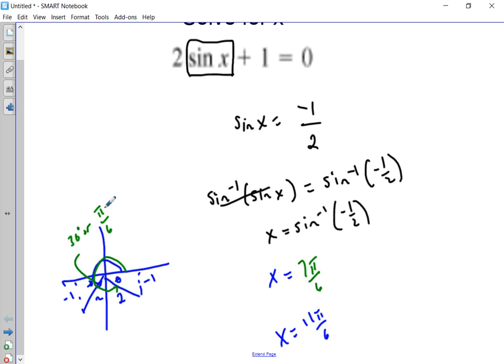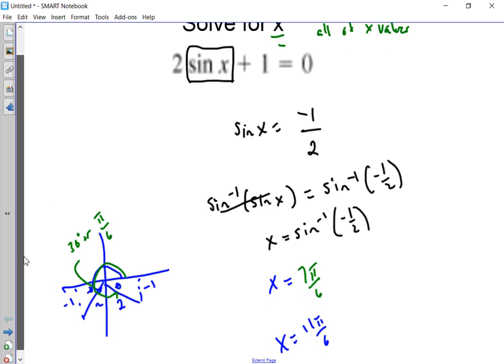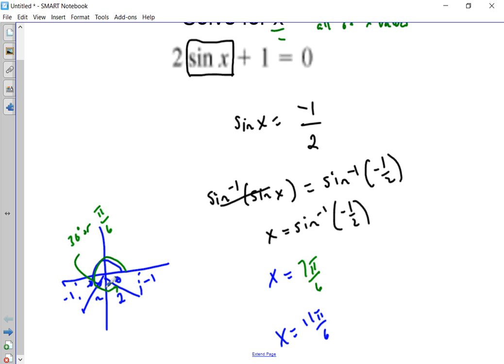Now, since we're trying to find all of the x values, what we're going to do is add, well, how do we go around here? We're going to add 2 pi. We're going to find all the coterminal values, so we're going to say 2 pi n. And for the same one over here, we're going to say 2 pi n. n is any integer.